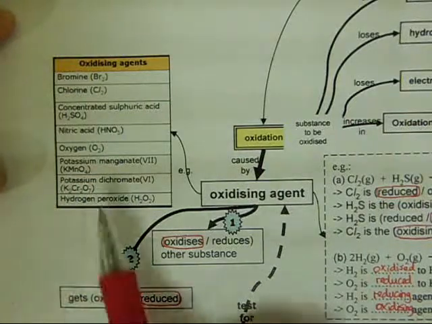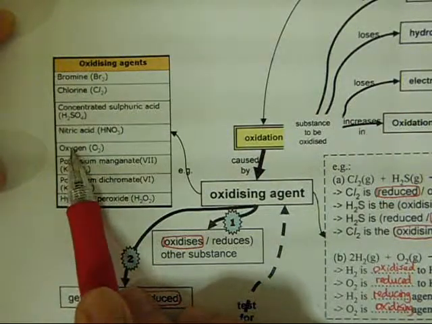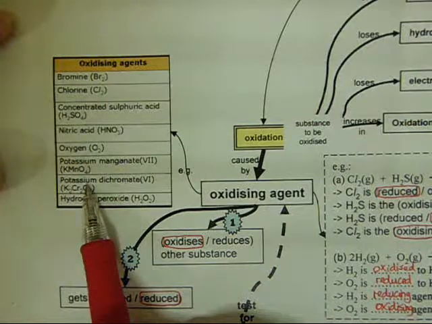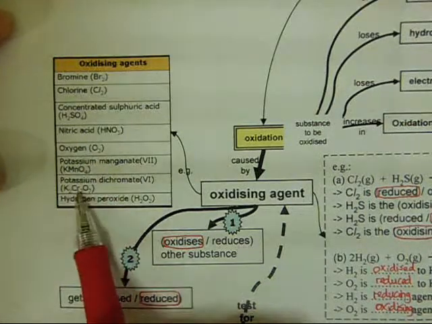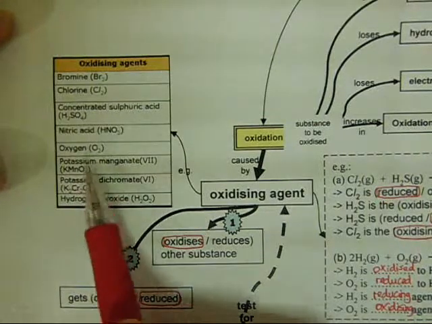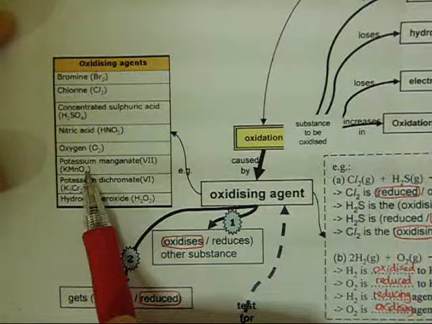Now basically for myself, I only remember these three: oxygen, potassium manganate(VII), as well as potassium dichromate(VI). These three things are almost guaranteed to be oxidizing agents. So if you see these three chemicals in the question, almost guaranteed they are oxidizing agents.